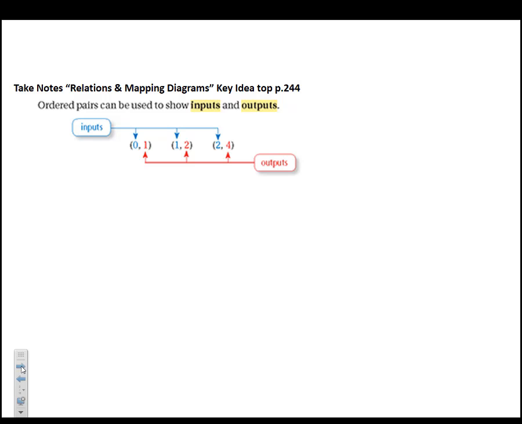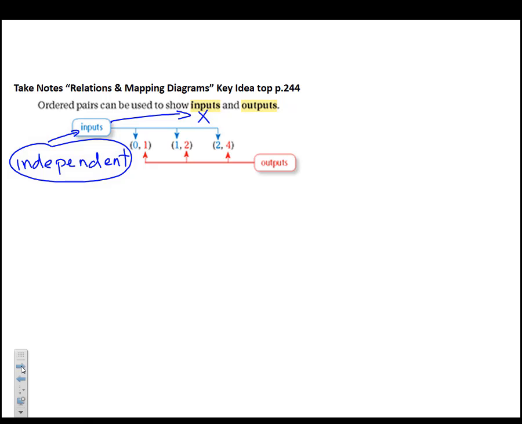Now let's talk about it. It has a picture, inputs, and it's going here. Well, what part of our ordered pair is the input? That's right, it is the X. And it's also very important to understand our input, our X number of our ordered pair, is the independent variable. The independent variable is our input, is our X. Very important to know that.